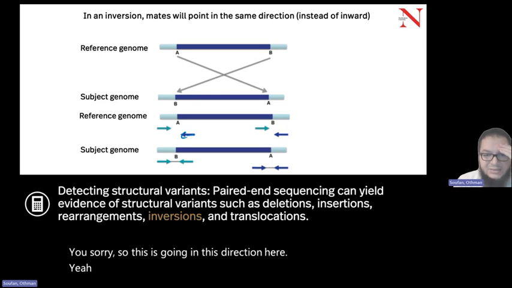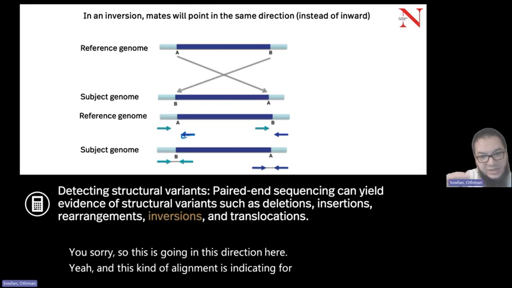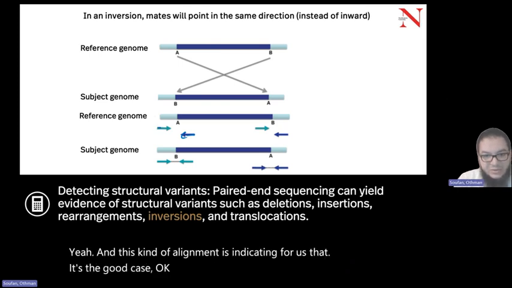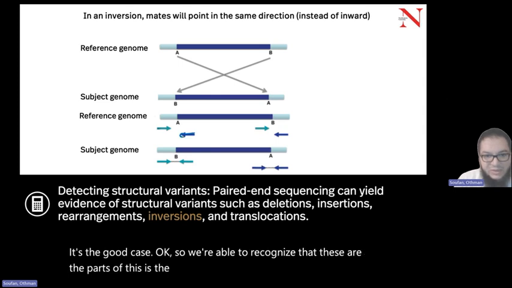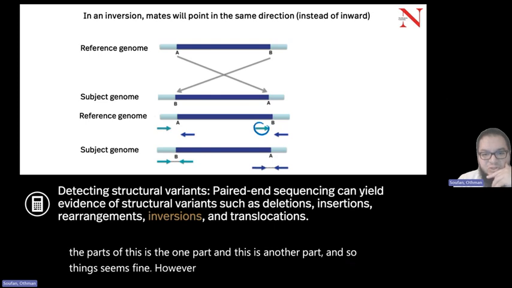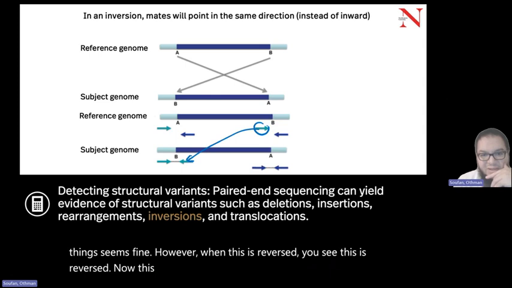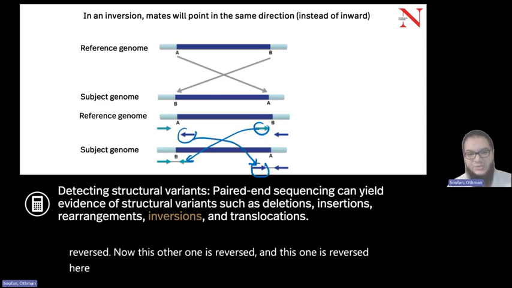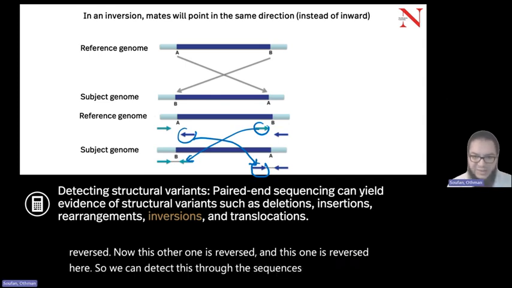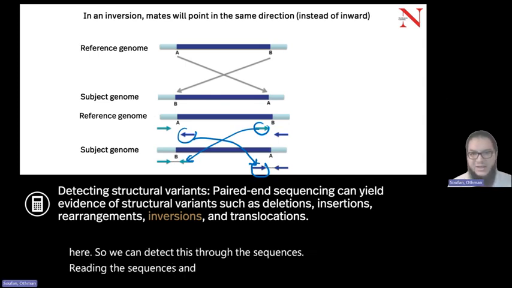Yeah. And this kind of alignment is indicating for us that it's the good case. Okay, so we're able to recognize that this is one paired end, this is another paired end, so things seem fine. However, when this is reversed, you see this is reversed now, this other one is reversed, and this one is reversed here. So we can detect this through reading the sequences. And this is telling us there has been some inversion in the process.